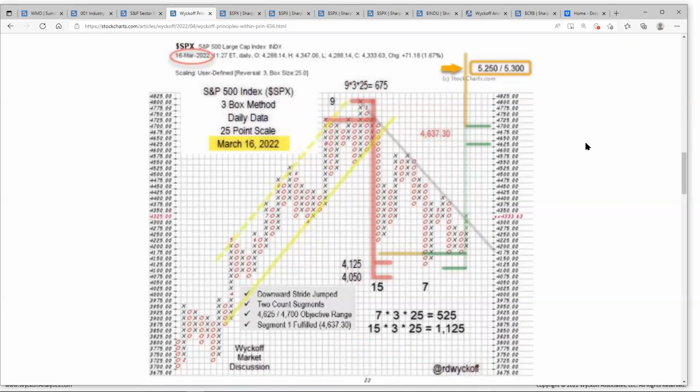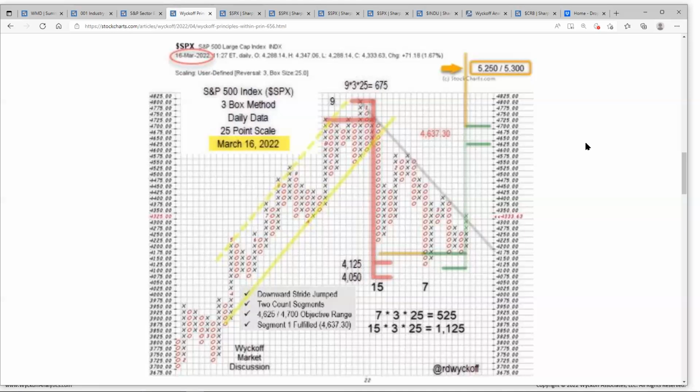Now, this is a point and figure chart that goes back to March 16th. And this is a 3-box method daily data point and figure chart. And again, this takes us to the concept of principles within principles, because note here, this red area across this zone is a distributional type structure, and this is in the area of a potentially larger distribution type structure. But this in here now can be counted.